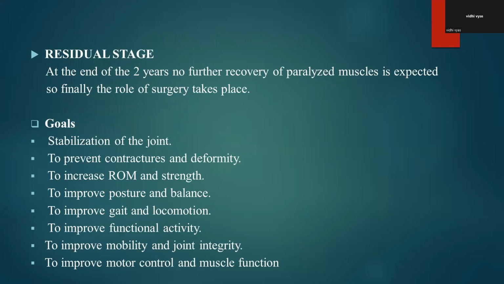Residual stage. At the end of 2 years, no further recovery of paralyzed muscle is expected. So finally, the role of surgery takes place. Goals. First, stabilizing of the joint. Second, to prevent contractures and deformity, to increase range of motion and strength, to improve posture and balance, to improve gait and locomotion, to improve functional activity, to improve mobility and joint integrity, to improve motor control and muscle function.